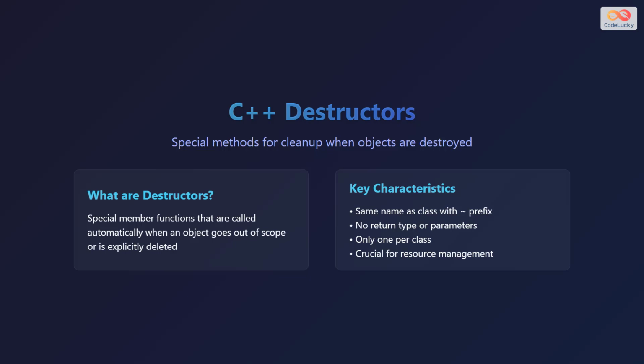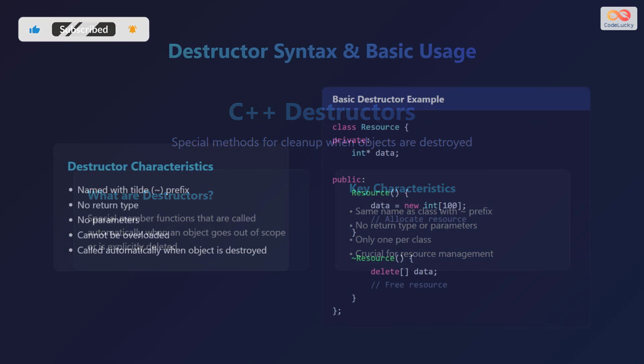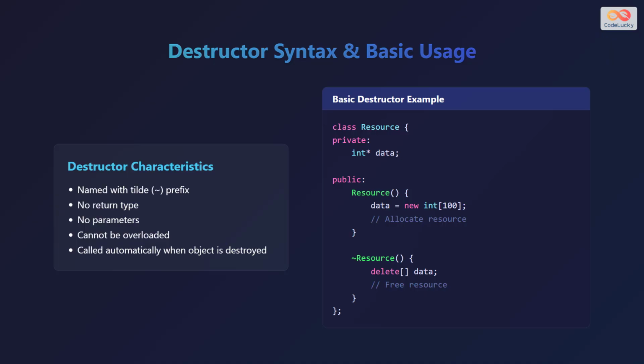Let's explore C++ destructors, which are special methods used for cleanup when objects are destroyed. Destructors are essential for managing resources and preventing memory leaks in your programs. What exactly are destructors? These are special member functions that are automatically called when an object goes out of scope or is explicitly deleted. They ensure that any resources held by the object are properly released.